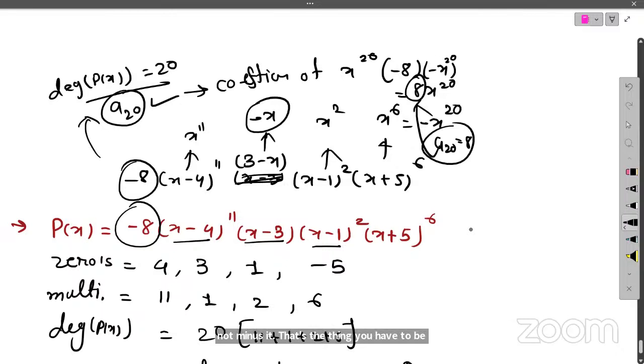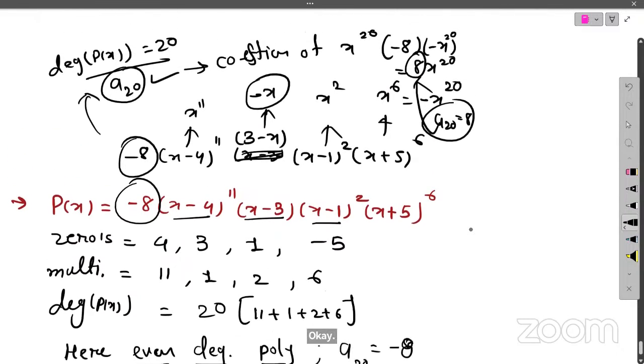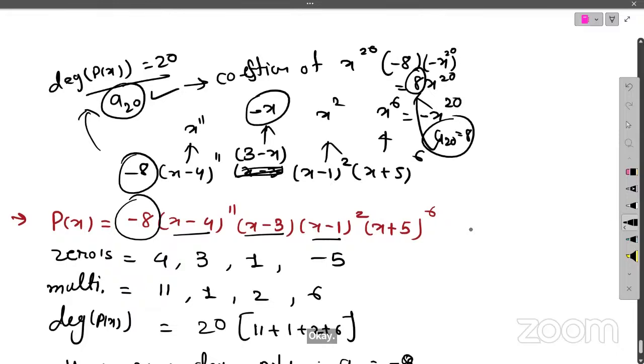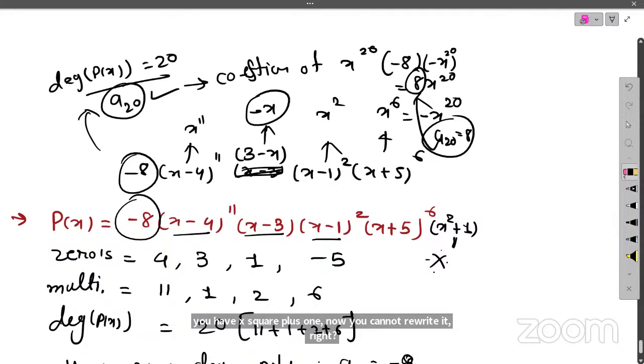Okay. And ma'am, you are saying that if you give the factor of x square plus 1, then we can't rewrite it as a square plus b square formula, like a plus b, a minus b. No, because I have given you x square plus 1, not minus 1. Yeah, initially I wrote minus 1, but no. If you have x square plus 1, now you cannot rewrite it, right? It will become iota, right?